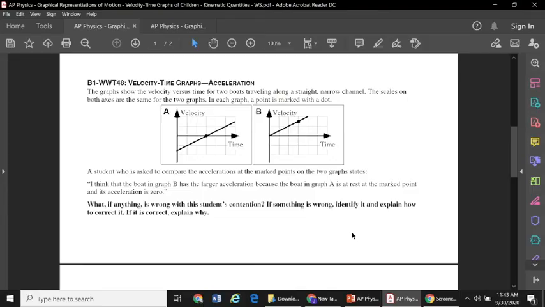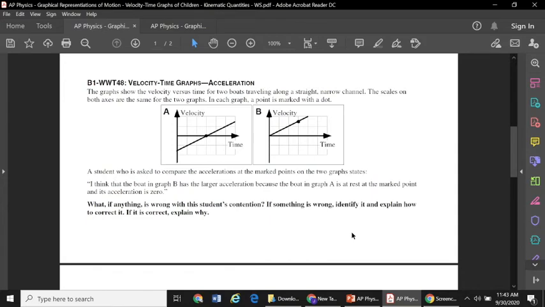Okay, so in this problem, the next one we're going to look at, B1 WWT48, it's called a what's wrong task. Your job is to figure out what's wrong, if anything, and explain why. So it says here, the graphs show the velocity versus time for two boats traveling along a straight, narrow channel. The scales on both axes are the same for the two graphs. In each graph, a point is marked with a dot.